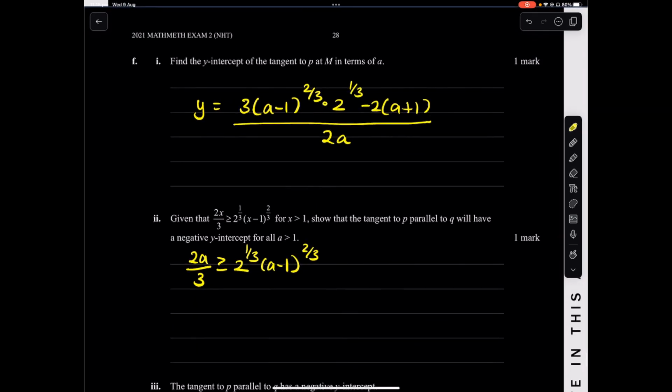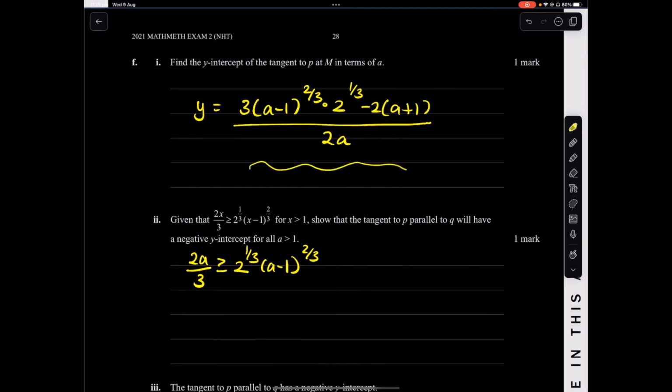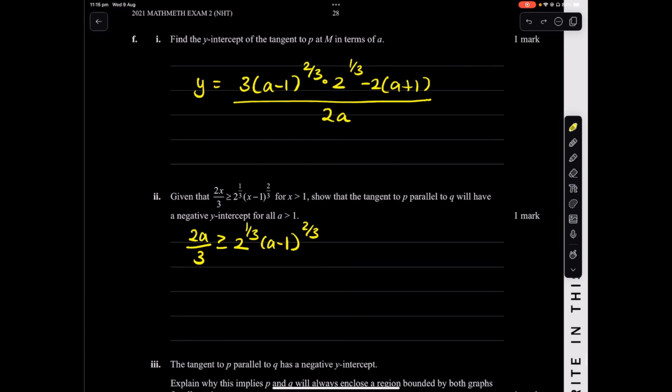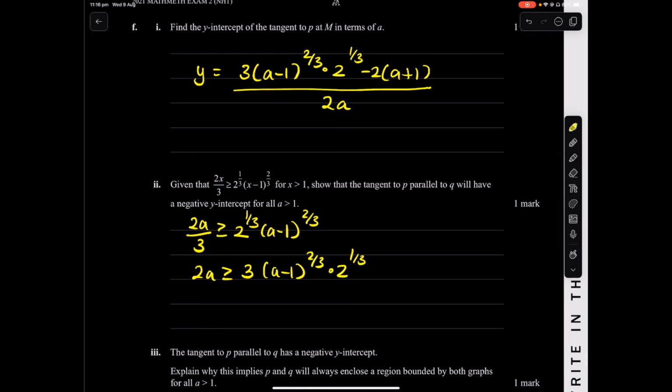And what do we know? Well, we want to make it look like this. So how can we do that? Well, we have the a minus 1 2/3. It's all multiplied by 3. So if you multiply both sides by 3, it'll be 2a, 3, and it will look like a minus 1, 2 over 3, multiplied by 2 1/3. So it's looking similar. What else?